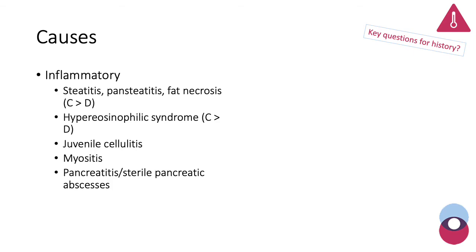Of the inflammatory diseases that we have, commonly reported are steatitis or fat necrosis, which is more commonly seen in cats than in dogs. Hypereosinophilic syndrome, again, more commonly seen in cats than in dogs. I would argue that juvenile cellulitis and myositis, either masticatory muscle myositis or polymyositis, both have evidence that they're more likely to be associated with immune-mediated disease and should therefore be boxed in immune-mediated disease, which I will do at a later time. But as reported in these papers, these diseases were put into the inflammatory box. The other disease that is probably more appropriately put into inflammatory causes is pancreatitis or sterile pancreatic abscesses.